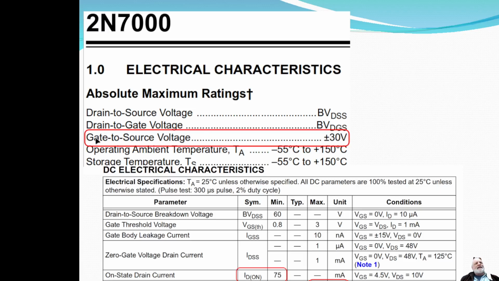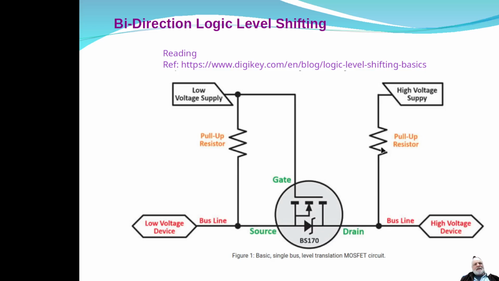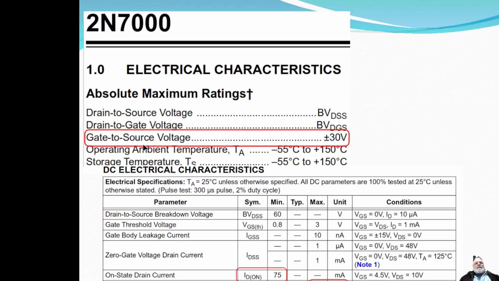So you see here, the gate to source voltage on your MOSFET has a maximum voltage of 30 volts. So as long as you're working in the 24 volt region or whatever, something like this circuit would be fine. Now in this case, they were actually using a BS170. I didn't look up that data sheet, but I already had this 2N7000 because I have lots of these sitting around. But anyhow, you always want to look at that.